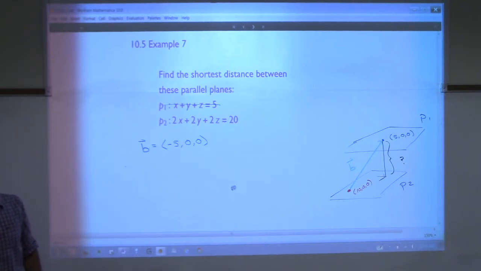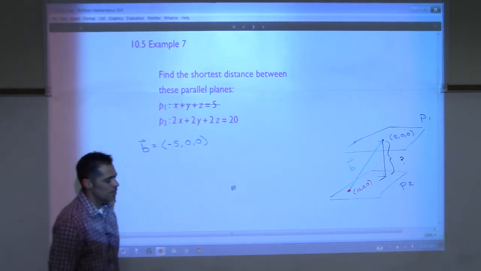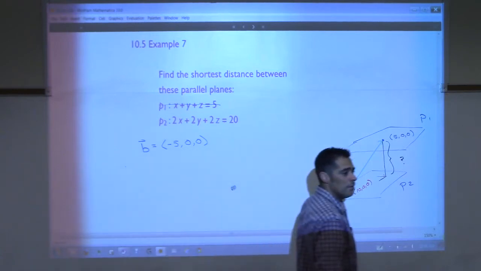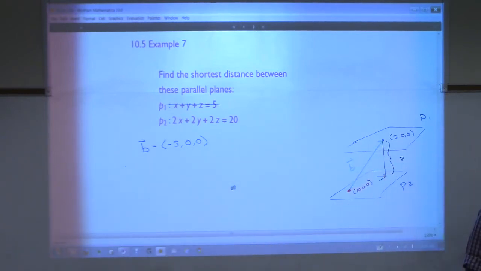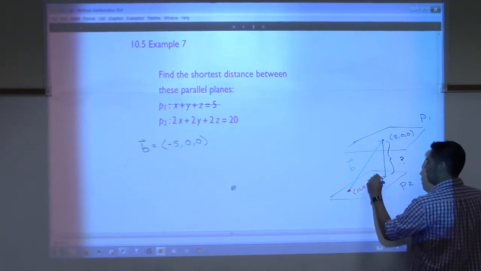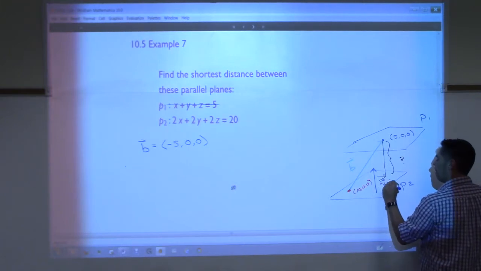What else do you need? You need one more thing. The normal vector of which plane? It wouldn't actually matter because they're parallel planes, but following what we did in the previous note, it would be the normal vector of this plane. So what is the normal vector of this plane? 2, 2, 2.